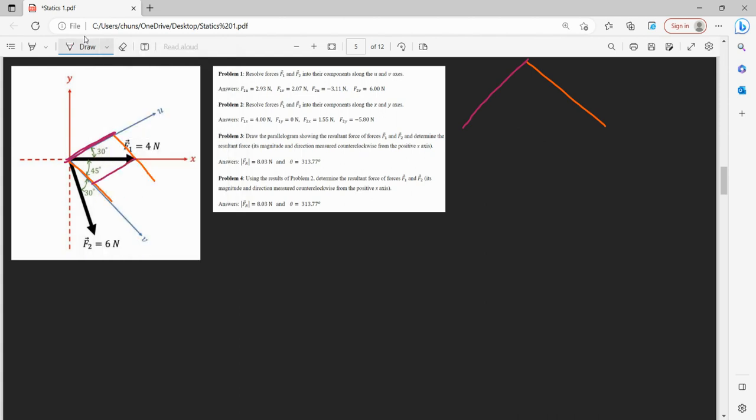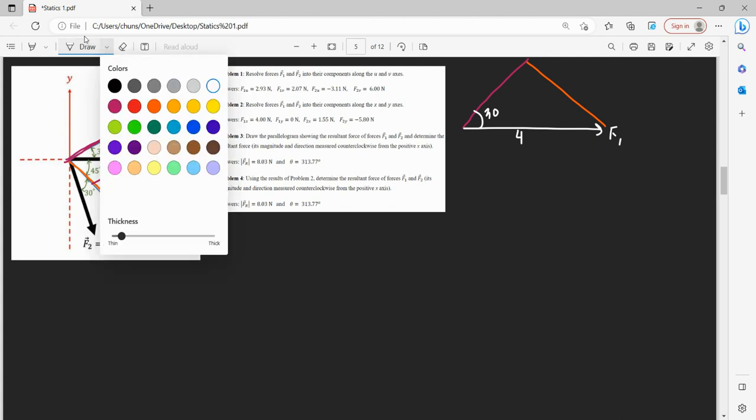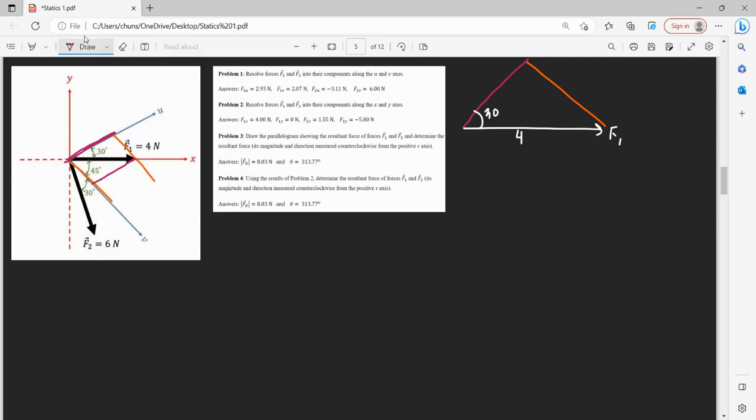Here is our F1, and we know this to be 30, and this length is 4. So we want to find what our u and v components are. So this is u and v. What do we have? We have one angle and we have one length. So there's a couple things that we need to fill in.